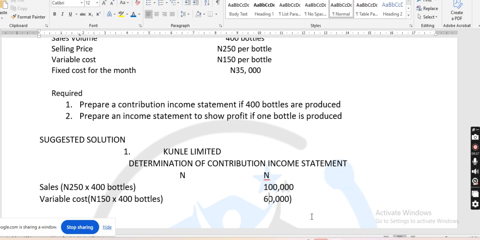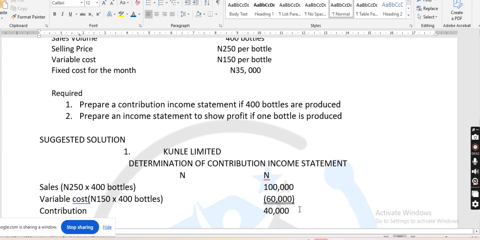Now, what is the difference? You will now get your contribution. The difference is 40,000. This is your total contribution. Sales minus variable cost will give you what? Contribution, right? So 40,000 is your contribution, and we are done with this question.